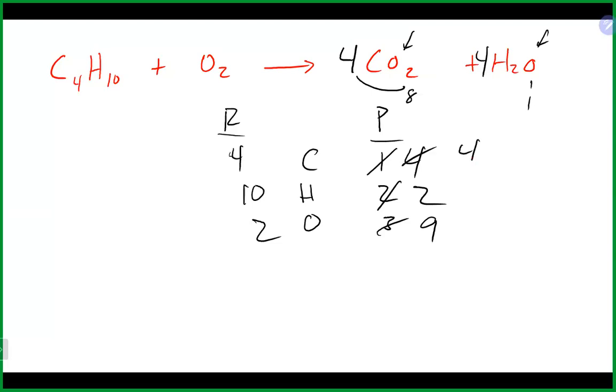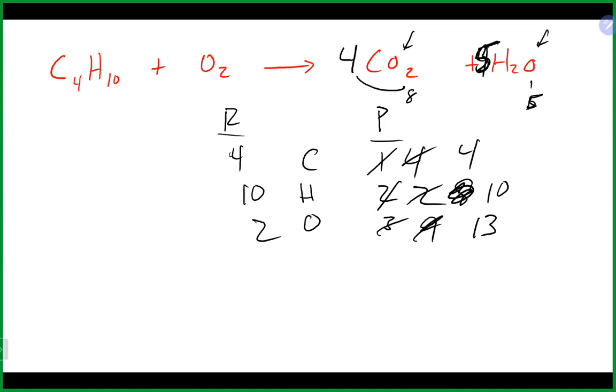That still gives me 4 carbons, 8. Actually, a 5 would have been a better choice there, maybe. A 5 will give me 10 hydrogens. And now in terms of oxygen, I have 8 in the first one and 5 in the second, which gets me to 13 at this point. At this point, the only thing that's left to fix is the oxygen.